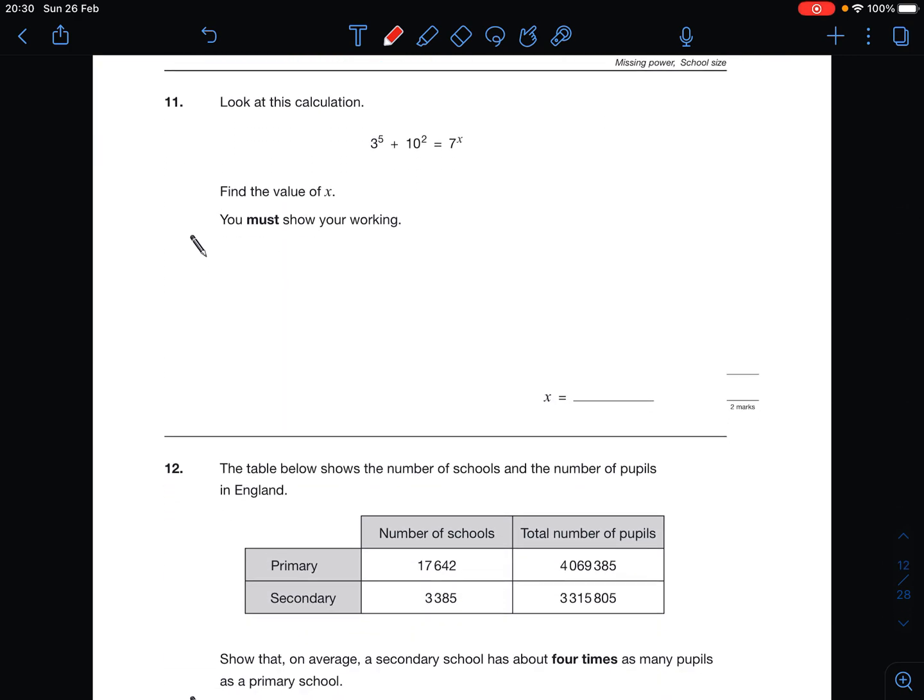Alright, a lot of people try to do index laws on this question. Index laws don't work. First of all, we have adding, so we can't use index laws. Second of all, the bases aren't the same, so we can't use index laws. So there's literally no way to do index laws. So all I'm going to do is 3 to the power of 5 plus 10 squared. Well, 3 to the power of 5 is 243. 10 squared is 100. Adding those together, we get 343. That gets you 1 mark.